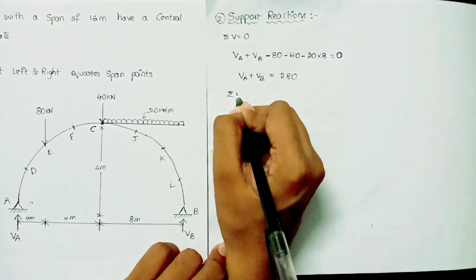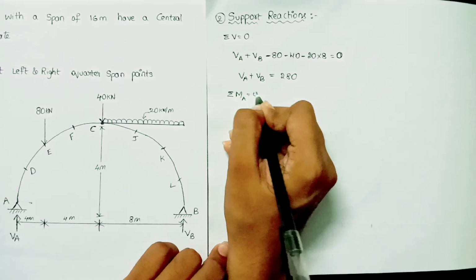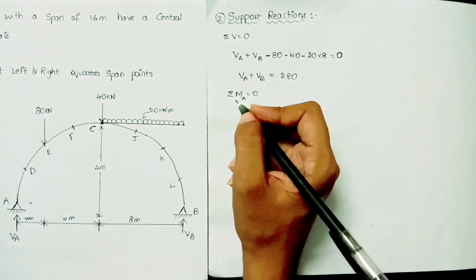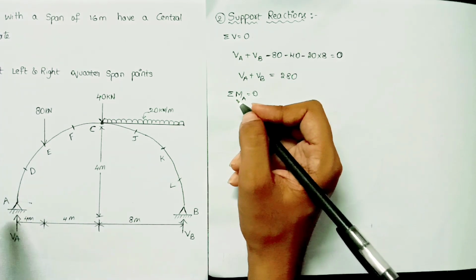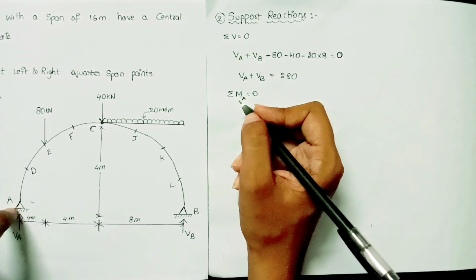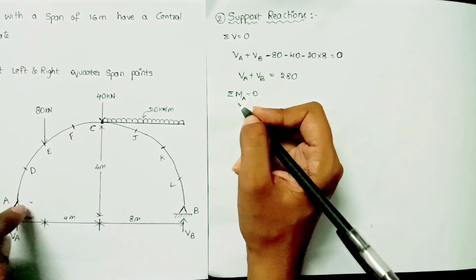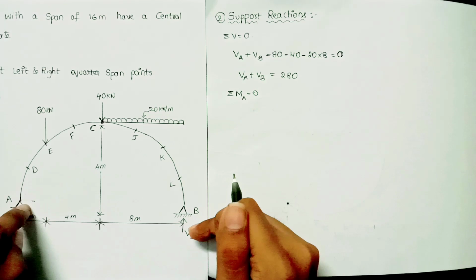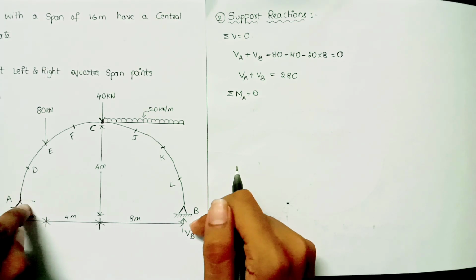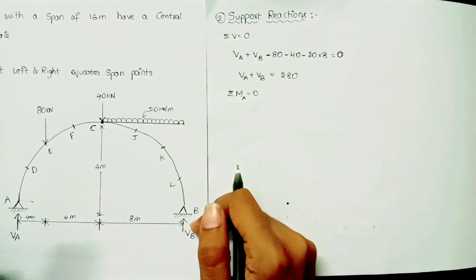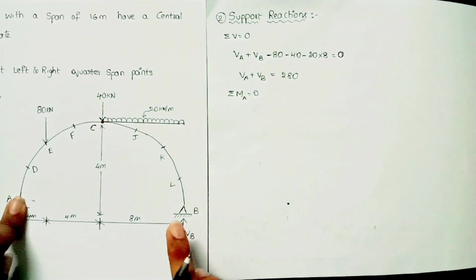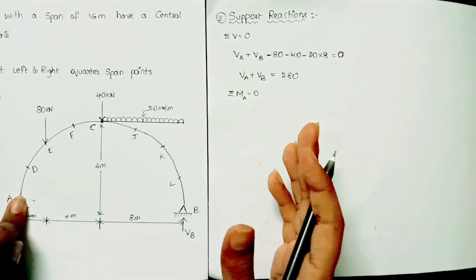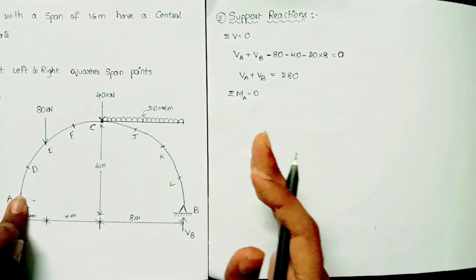Now I am going to apply the second equilibrium condition: sigma MA equal to 0. That means the algebraic sum of all the moments taken about point A is equal to 0. If I take moment at point A, then we will get the value of VB, that means the vertical reaction at B. First of all, I am taking moment at A. Moment is the product of force and perpendicular distance.